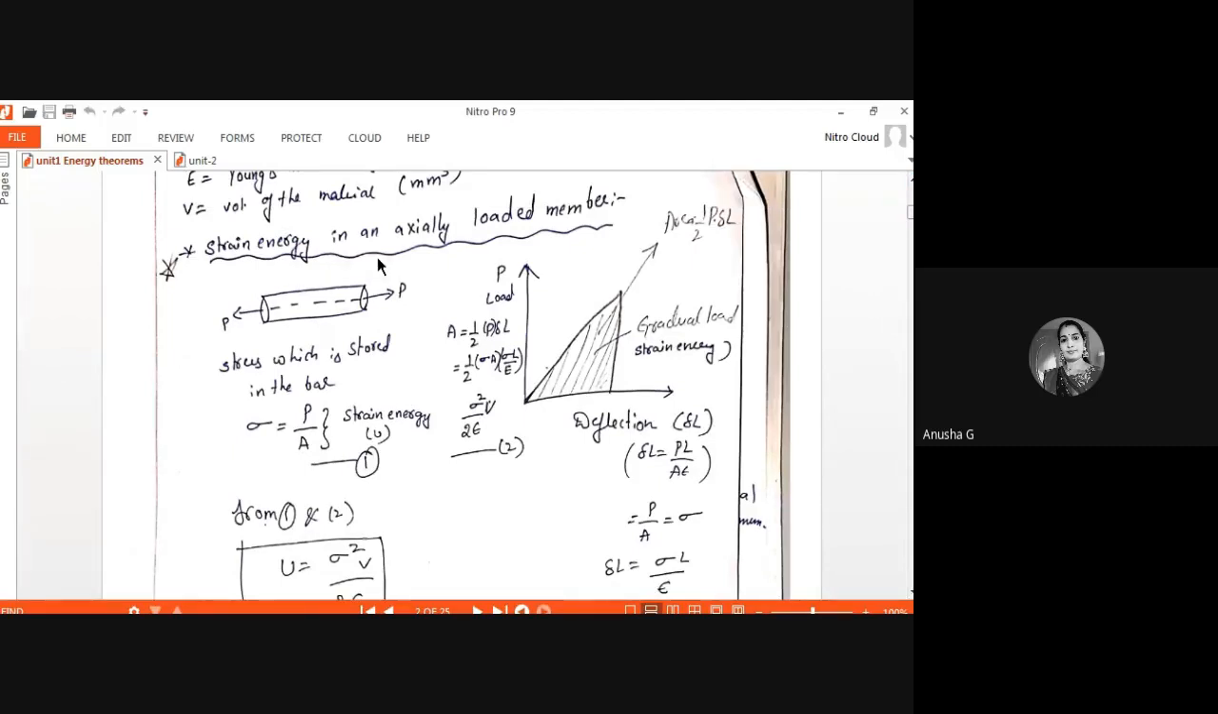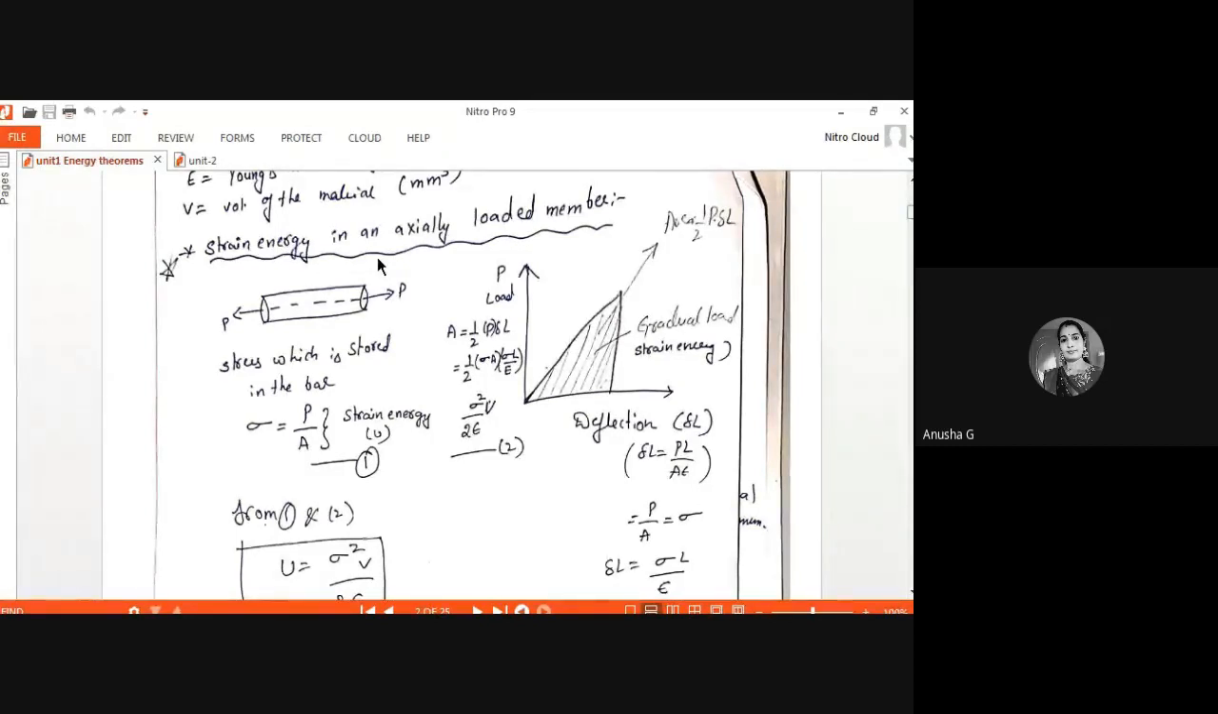There are 3 derivations for strain energy. Strain energy in an axially loaded member. Another one is the strain energy in bending. And the third one is strain energy in torsion. These are the 3 derivations we have in our syllabus. First, we will observe the first derivation. This derivation will be useful for you. This derivation will get 5 marks.